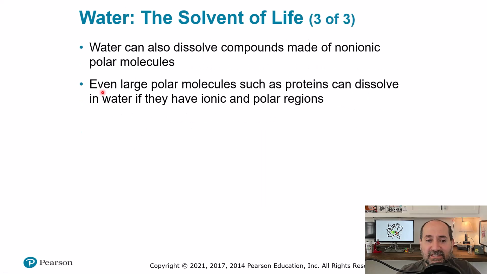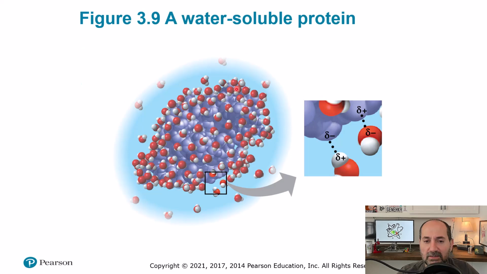Now look at this. Even large polar molecules such as proteins can dissolve in water as long as they have either ionic charges on the surface, so plus charges, minus charges, or polar regions, like partial charges somewhere. So look at this giant protein. You see this big old purple protein? That's one big protein, and it can actually dissolve in water because look at all the water molecules sticking to the protein, forming a hydration shell around it.